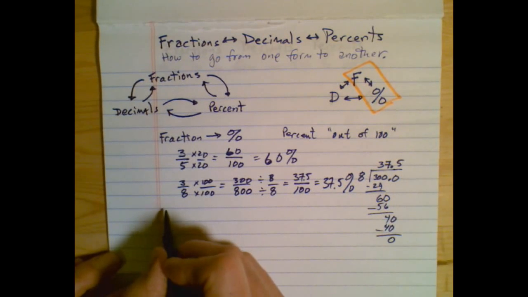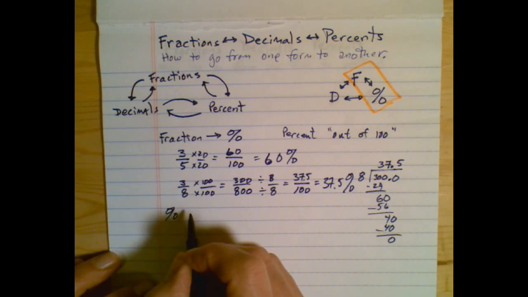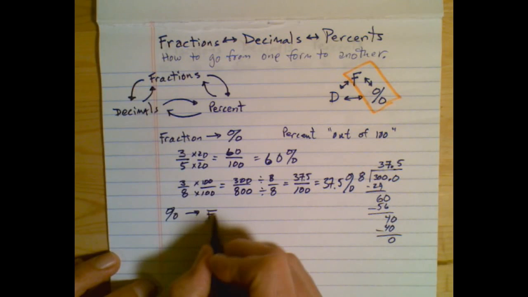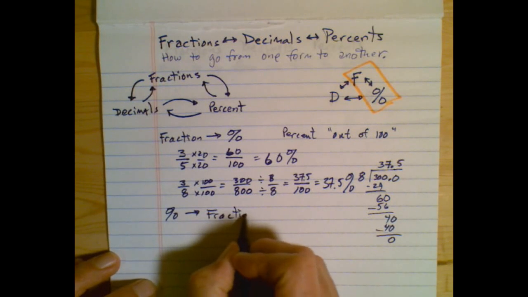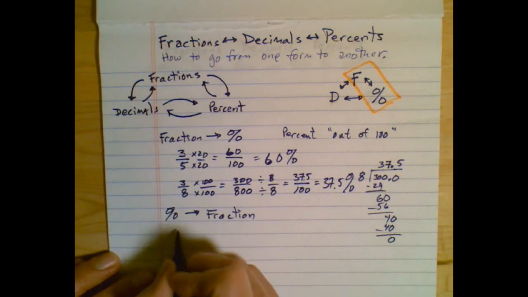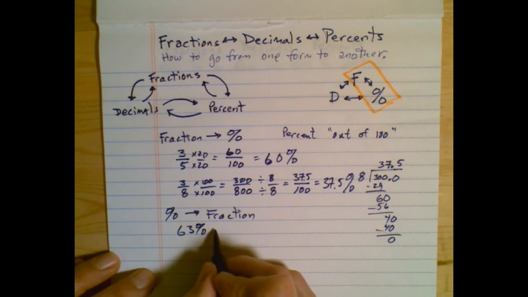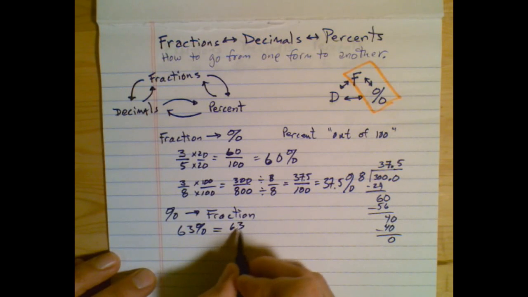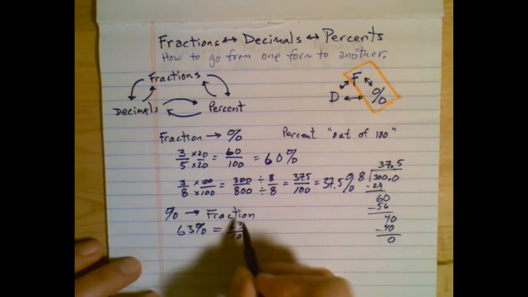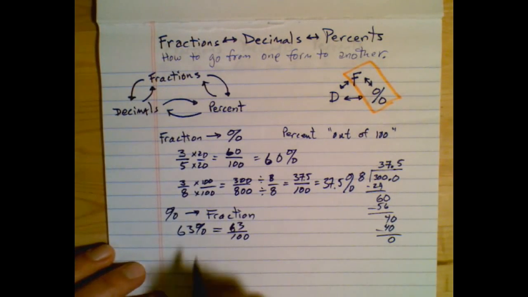Let's worry about going from percent to a fraction. Thankfully, this is a little more straightforward. Say if I have 63%. Well, percent's out of 100, so this simply converts to 63 out of 100. And bada bing, bada boom, we're done.